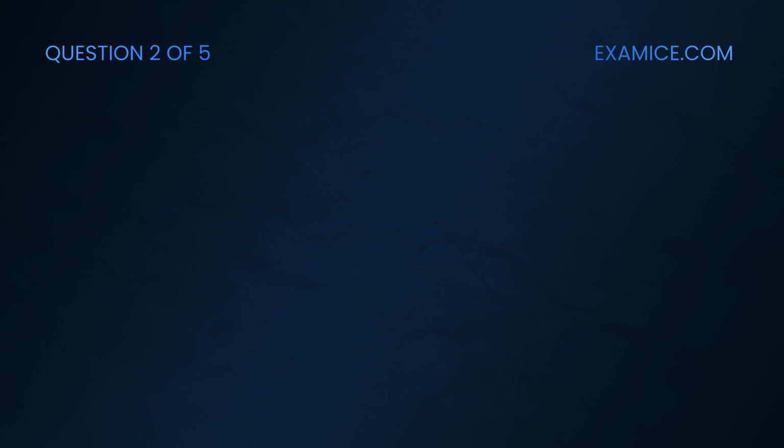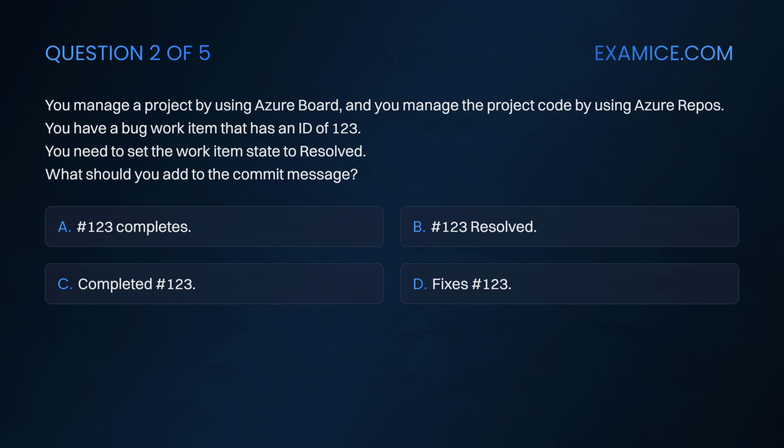Question 2. You manage a project by using Azure Boards, and you manage the project code by using Azure Repos. You have a bug work item that has an ID of 123. You need to set the work item's state to resolved. What should you add to the commit message? Option A. 123 completes. Option B. 123 resolved. Option C. Completed 123. Option D. Fixes #123.